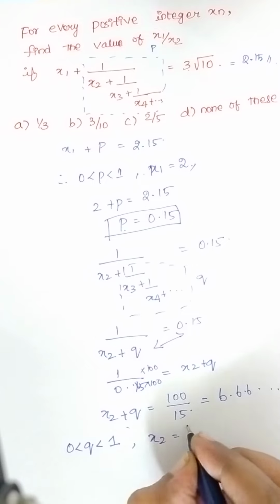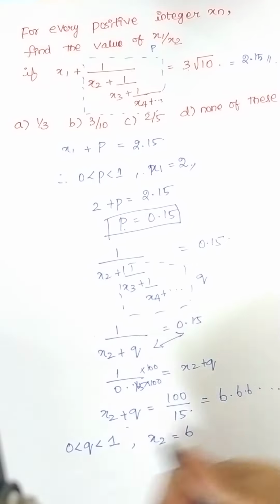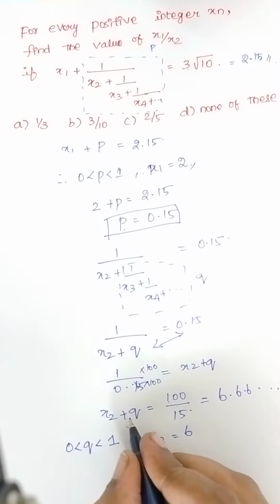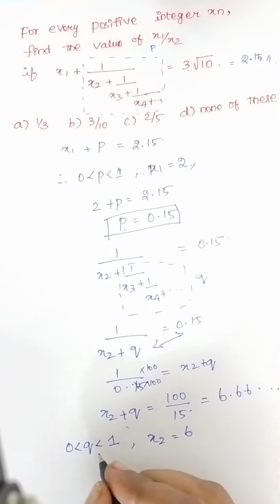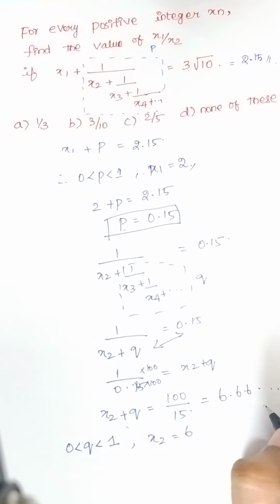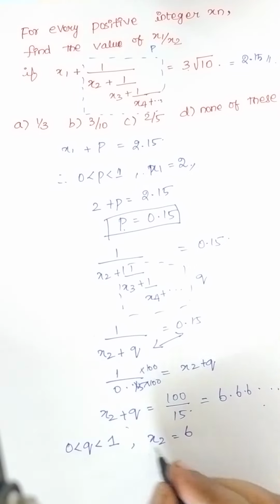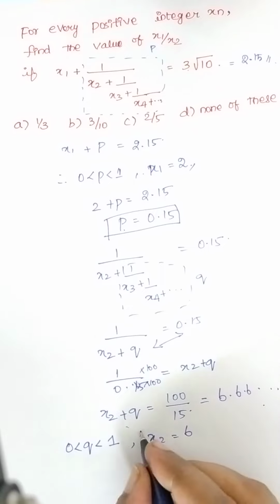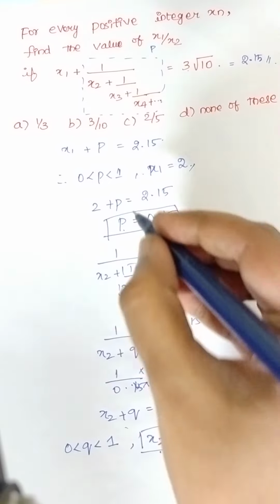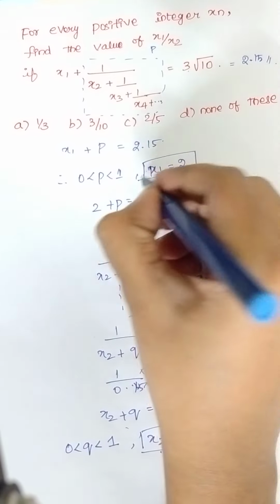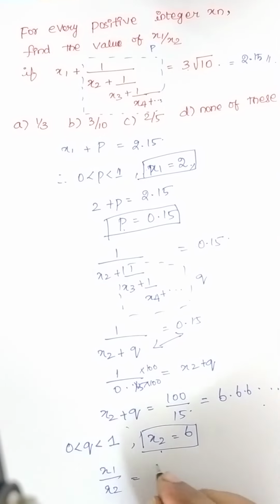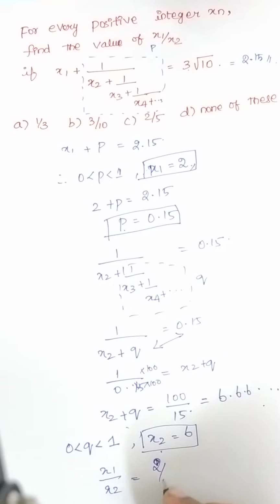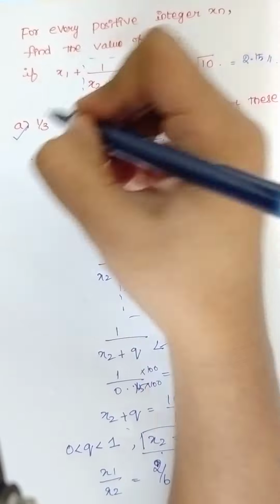So for that I am going to consider x2 as 6, because if q is equal to 0, it is 6.66. If q is equal to 1, then the value is less than 6.66. So I hold this number and make x2 as 6. So now x1 is 2 and x2 is 6. Therefore x1 by x2 is equal to 2 by 6, which is equal to 1 by 3. Therefore 1 by 3 is the correct answer.